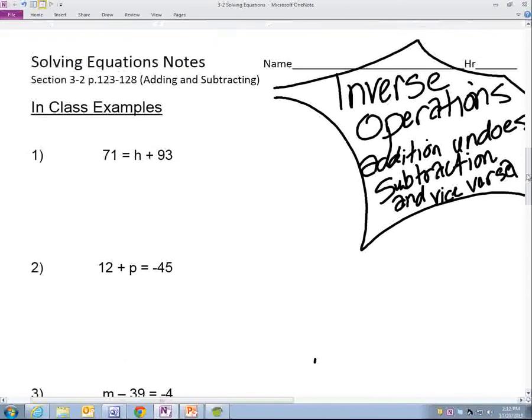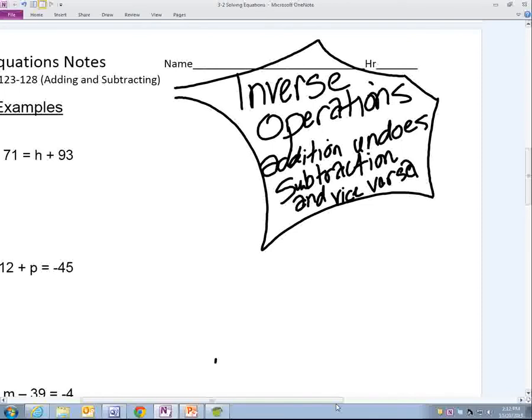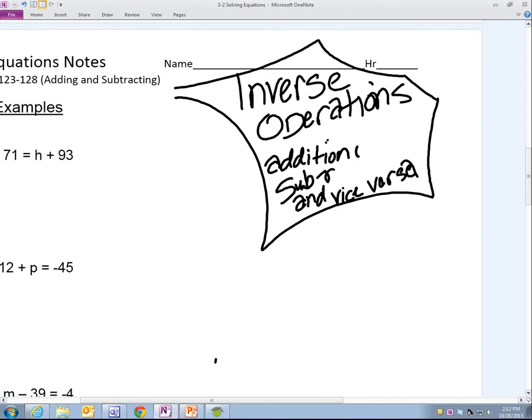Let's do some examples, but first I want you to write this down. Inverse operations. Addition undoes subtraction.